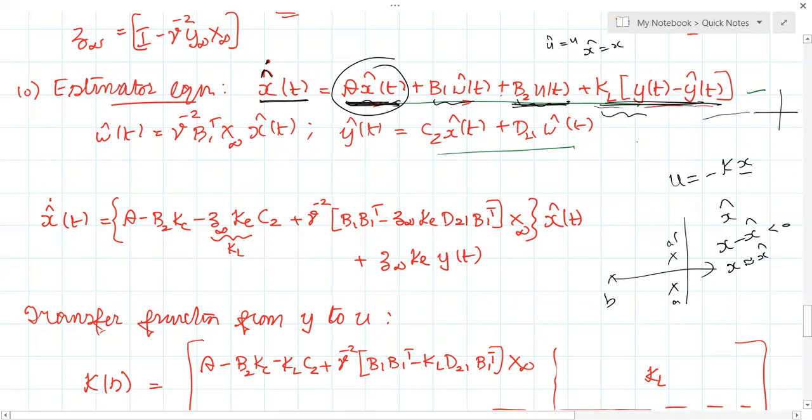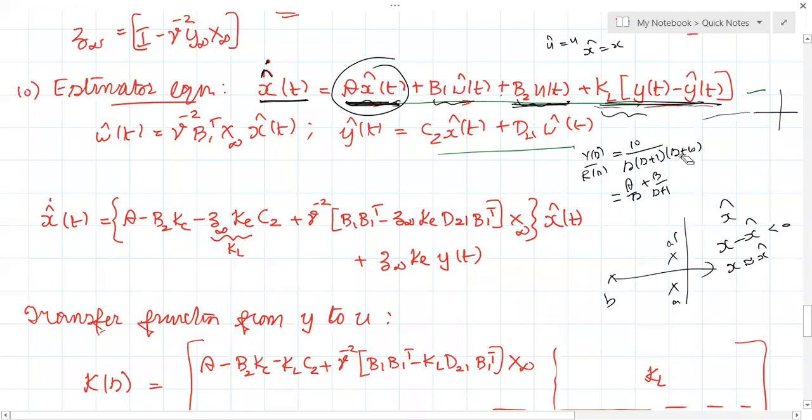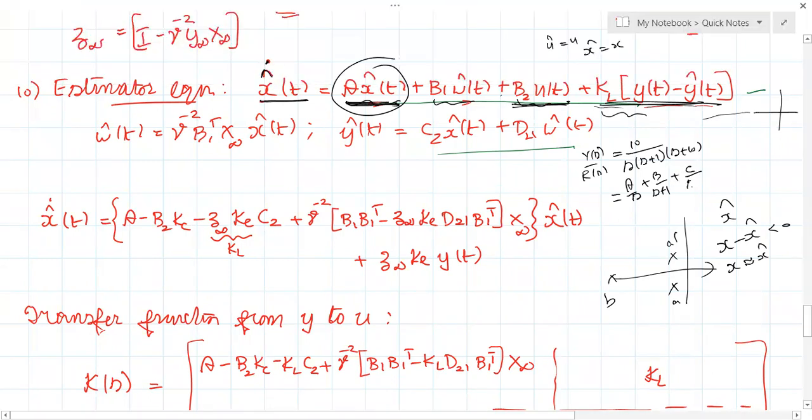Let me take one example. Say 10 divided by S into S plus 1 into S plus 10. This is some transfer function, Y of S by R of S. How will you solve for the output response? You will go for partial fraction: A by S plus B by S plus 1 plus C divided by S plus 10.